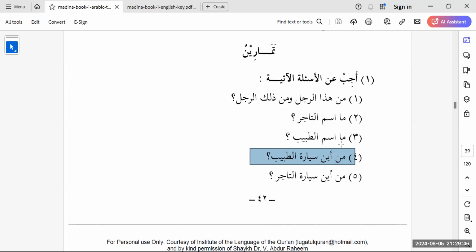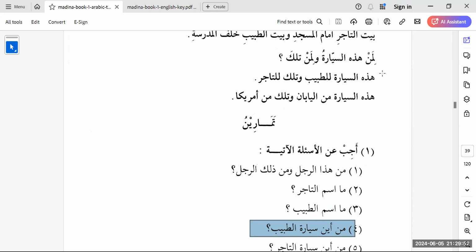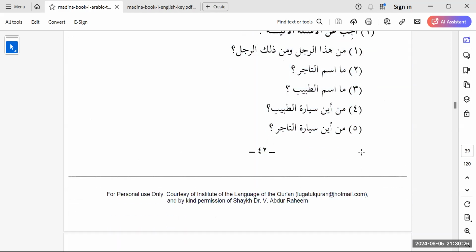Okay. What's the answer? من أين سيارة طبيبي? سيارة طبيبي من اليابان. من اليابان. Good. Next we'll have Maimuna.